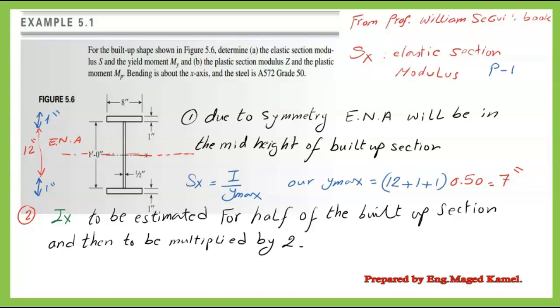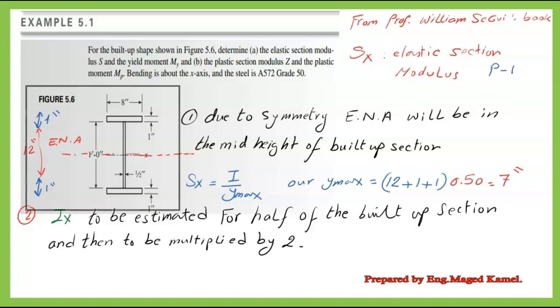We are going to have a look at practice problem number 5.1 from the Steel Design Handbook. In the built-up shape shown in figure 5.6, determine A, the elastic section modulus capital S and the yield moment M sub Y, B, the plastic section modulus Z and the plastic moment M sub P. Bending is about the x-axis and the steel is A572 grade 50.